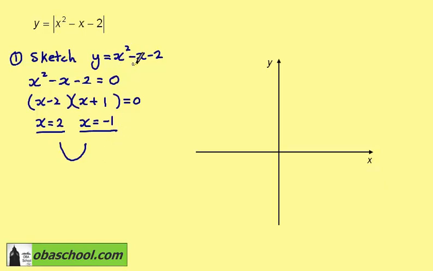If x is equal to 0, y is minus 2, so we know the curve is going through here at minus 2, and we know the x-axis intercepts are at minus 1 and 2. We can now draw the curve.